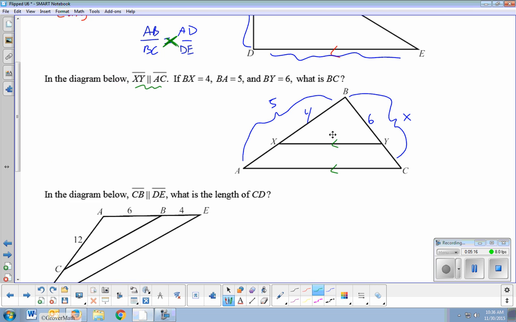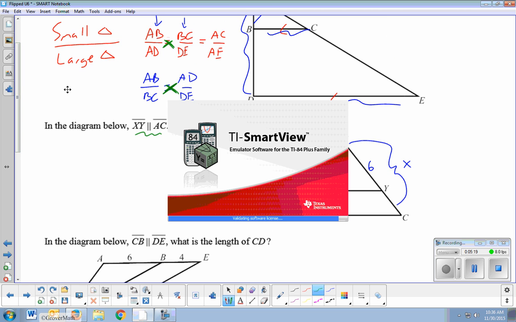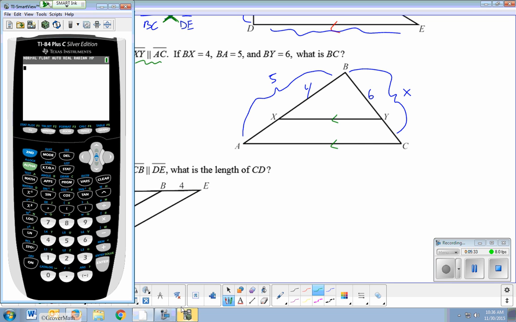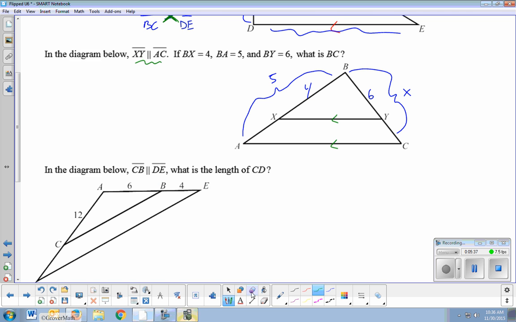But creating a proportion, it's often helpful to think small triangle over large triangle. So if I do the left side of the small triangle, left side of the big triangle, these are corresponding lengths. So here's my small triangle left side, my large triangle left side. So that would be 4 over 5, and that is proportionate to the right side of the triangles. The right side of the small triangle is 6. The right side of the large triangle, excuse me, is x that we don't know.